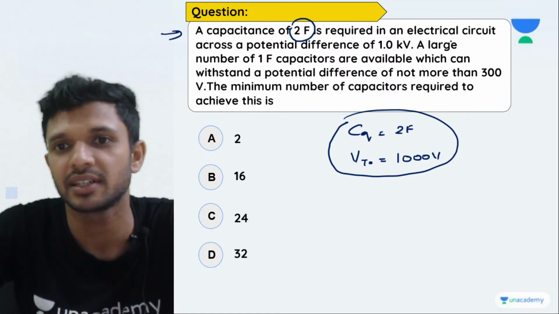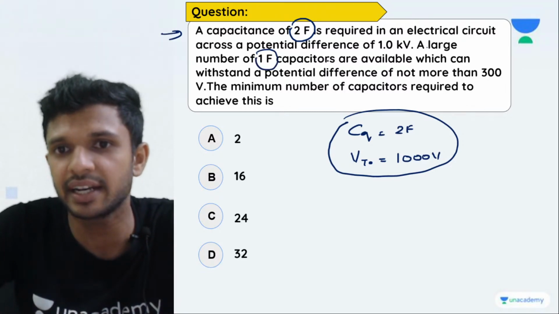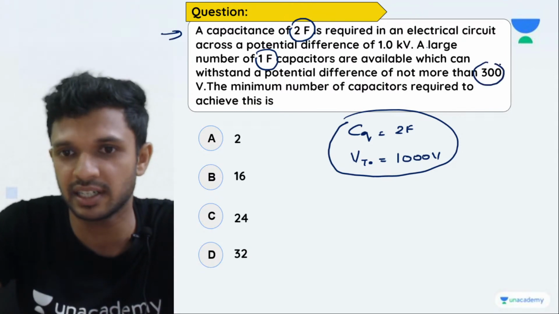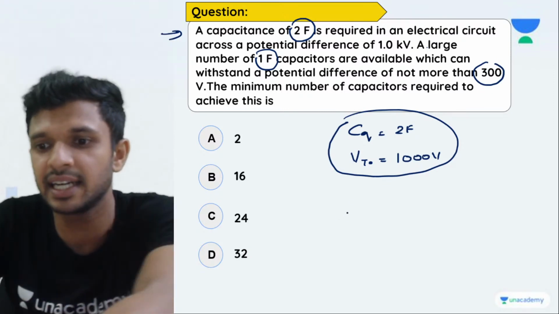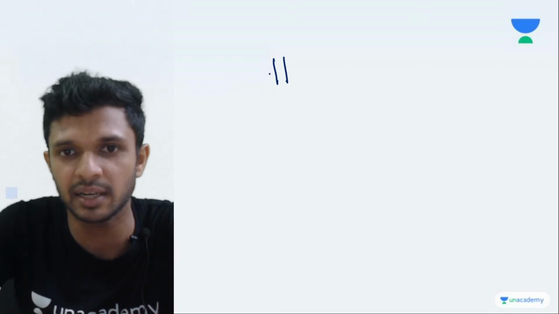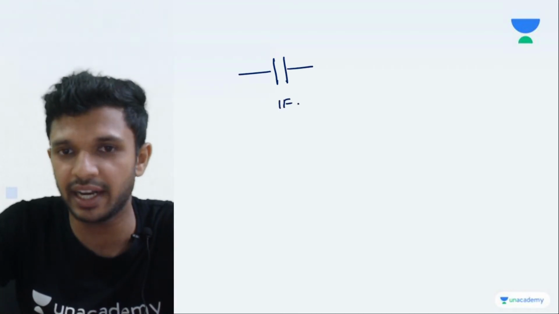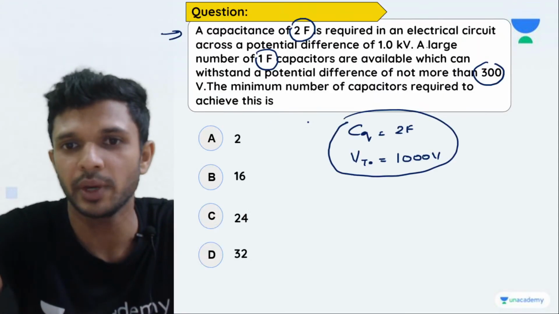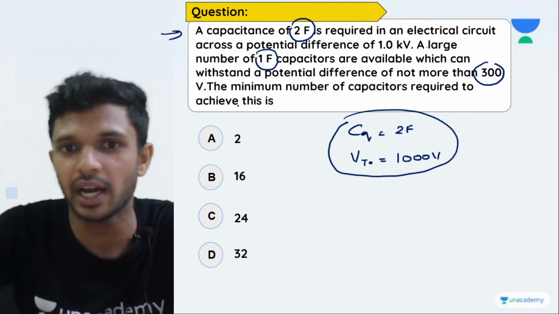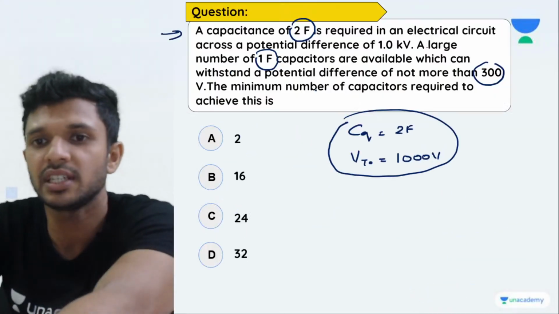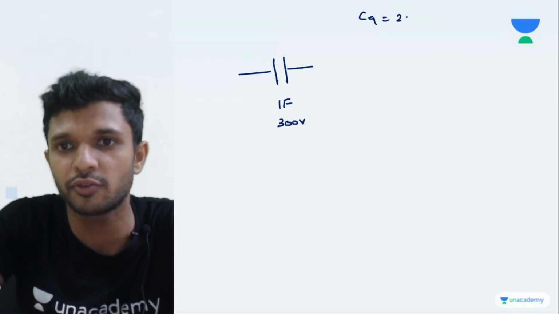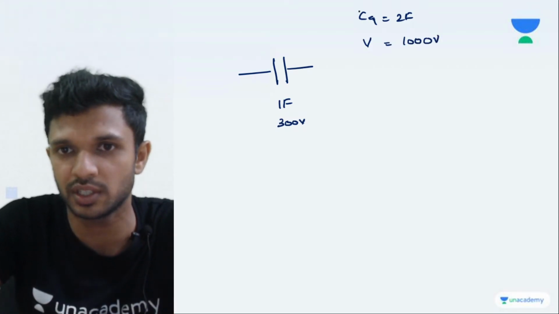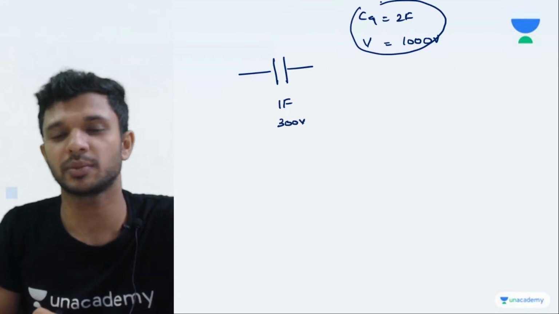Okay, so this is the requirement. A large number of 1 farad capacitors are available which can withstand a potential difference of not more than 300 volts, which means if you take a single capacitor of 1 farad, the maximum voltage it can be dropped across is 300. So the question: what is the minimum number of capacitors required to achieve an equivalent capacitance of 2 farad and a voltage drop of 1000 volt? How is this particular thing possible?